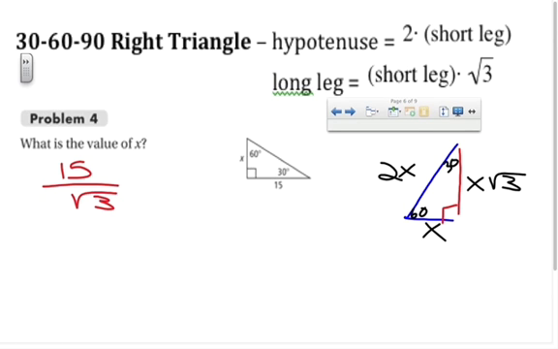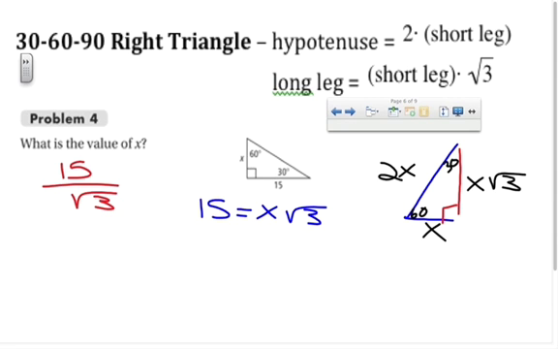All right, here's another way to look at it. This 15, do you see, is x radical 3. What do I want to find? I want to find x. How would I solve for x? By dividing both sides by radical 3. Does that help? Wonderful.